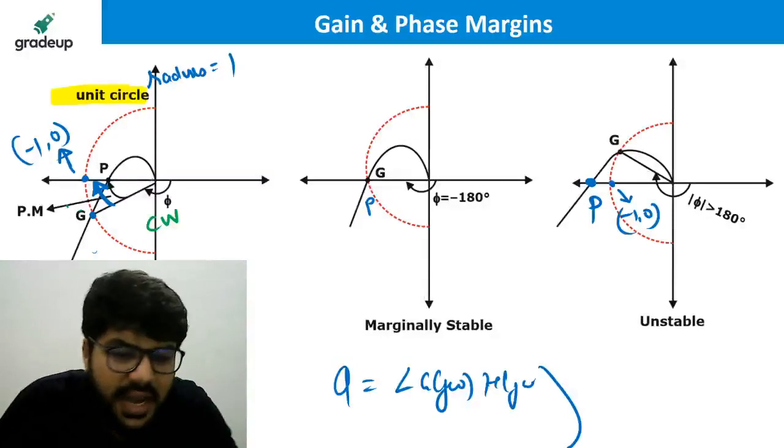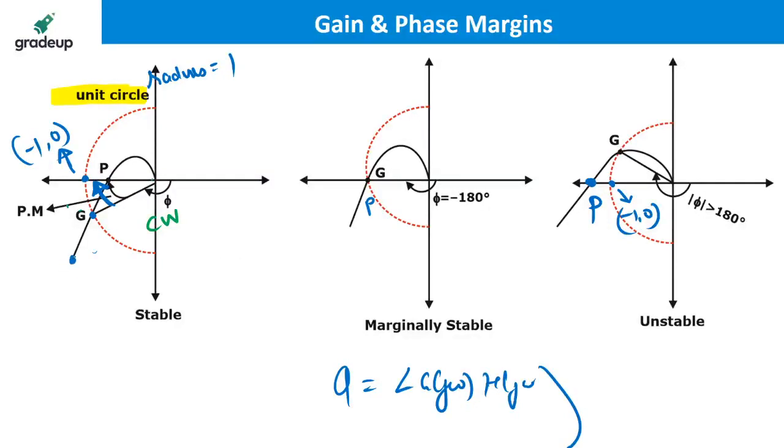See, even this last tip is also moving clockwise. It moves further clockwise and it reaches here. So changing the phase means changing the phase of the total system. But for stability, we want to look into -1, 0, and -1, 0 lies on the unit circle, and that is why I'm interested in the point G.